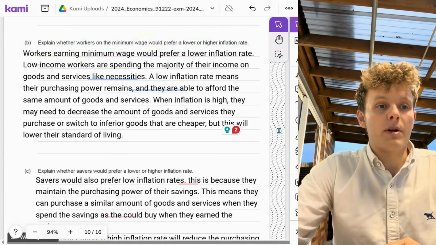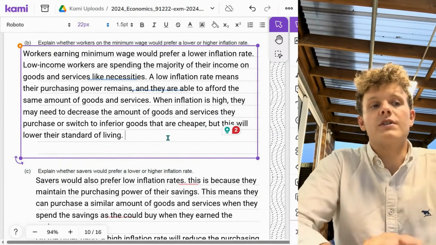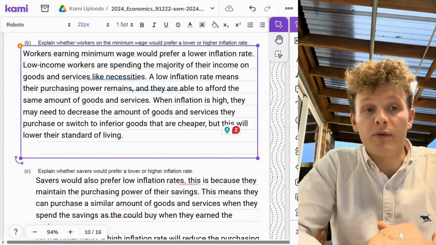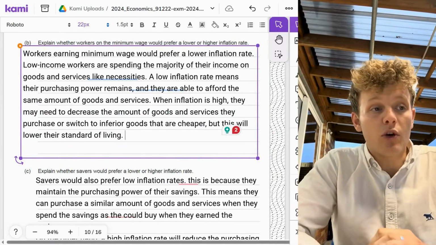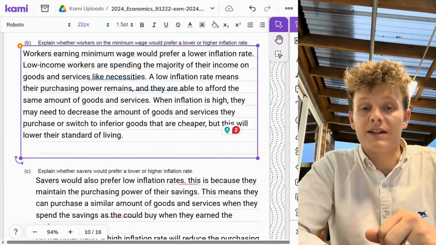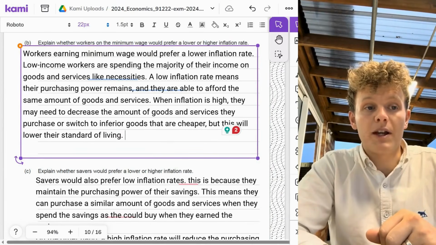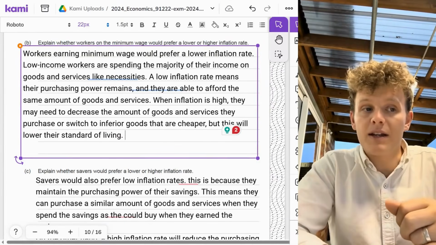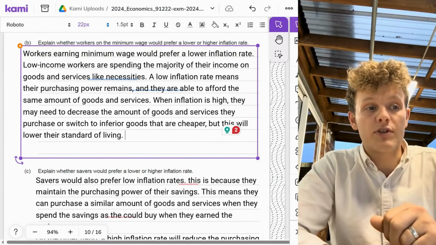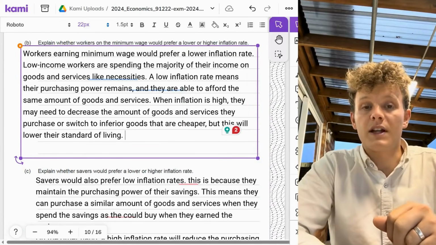Explain whether workers on the minimum wage would prefer a lower or a higher inflation rate. We said here workers earning the minimum wage would prefer a lower inflation rate. This is because low-income workers are spending the majority of their income on goods and services like necessities. A low inflation rate means their purchasing power remains and they are able to afford the same amount of goods and services. When inflation is high, they may need to decrease the amount of goods and services they purchase or switch to inferior goods that are cheaper. This will lower their standard of living.